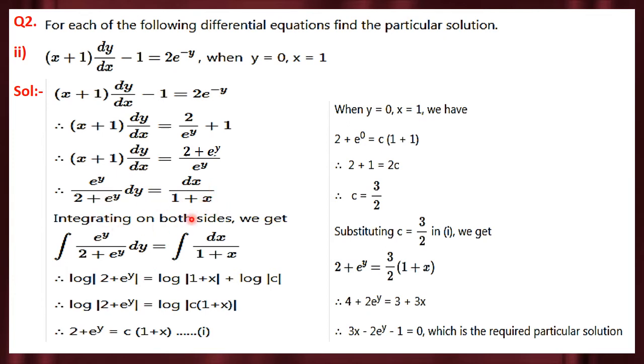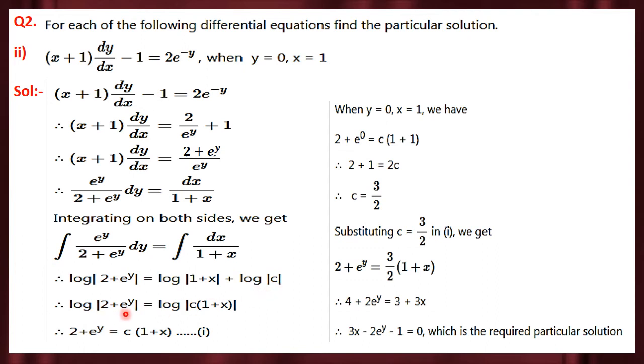Now we can integrate. In the left hand side, the denominator contains a function whose derivative is there in the numerator. So the integral is the logarithm of the denominator, that is log|2 + e^y|. Similarly, for 1/(1 + x), by the same method, log|1 + x| plus log c. We will take it as log c because c is a constant, so log c is also a constant.